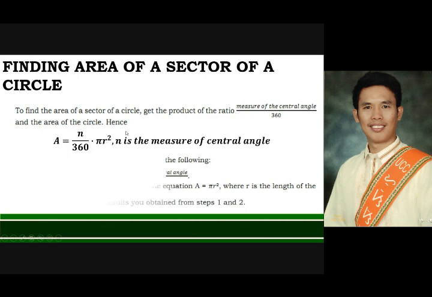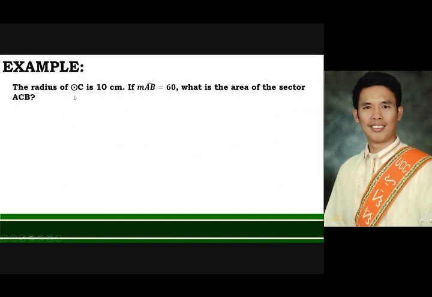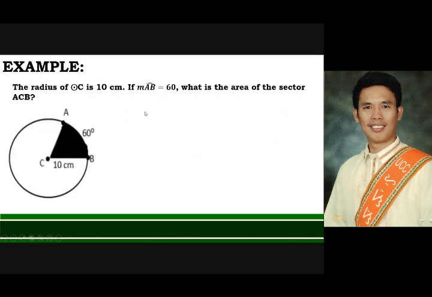Example. Okay, so let's have an example here. Sabi rito, let's say the radius of circle C is 10 cm. Let us try, if the measure of arc AB is 60, what is the area of sector ACB? Ito yan. Sabi daw, yung arc AB daw ay 60. Ang radius ay 10 cm. Ano daw yung measure nung sector?